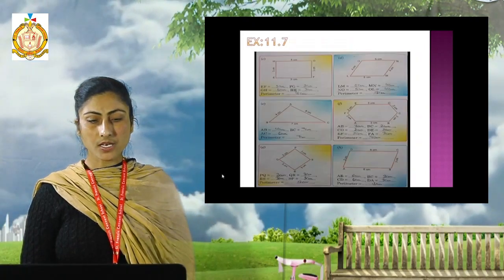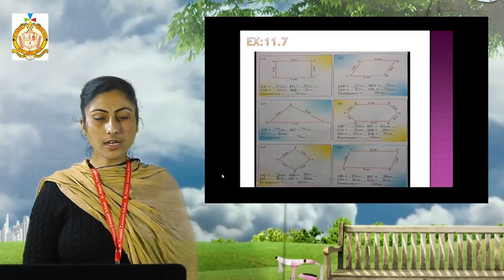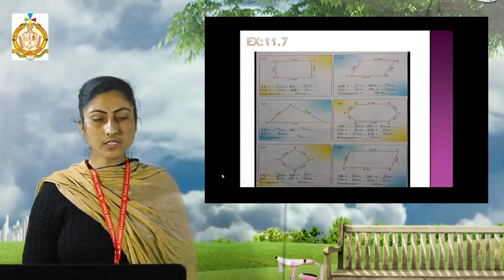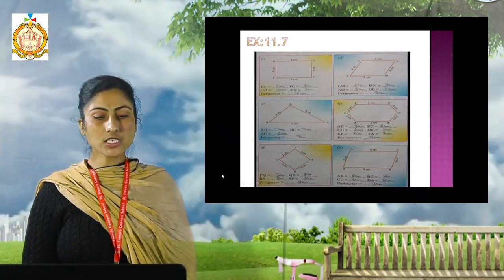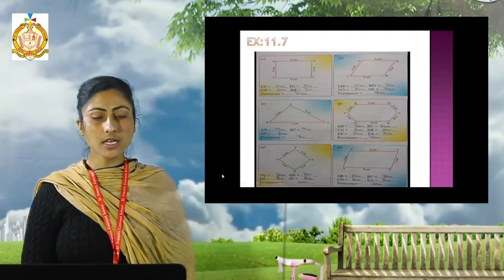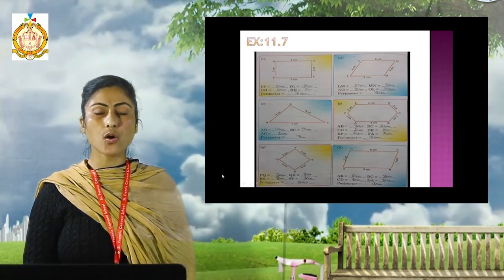In a similar way, here also, in part C, EF 5 cm, FG 3 cm, GH 5 cm, HE equals 3 cm, then the total perimeter will be 16 cm, which is the sum of all the sides.